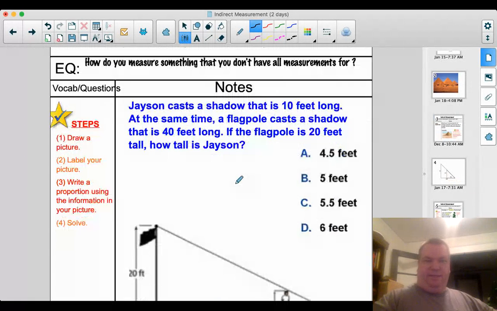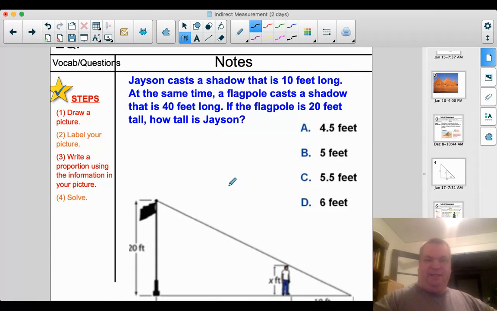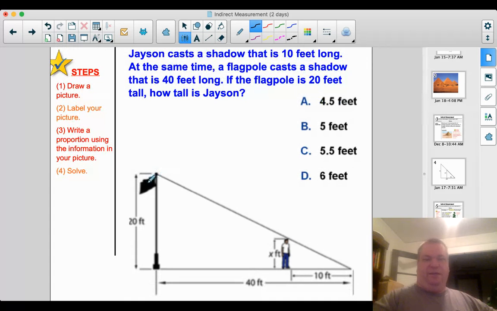All right, how about this one? It says Jason casts a shadow that's 10 feet long. In these examples, I drew pictures for you. If there's not a picture, please start by drawing a picture. It's going to be very helpful. It's a good habit to get into.